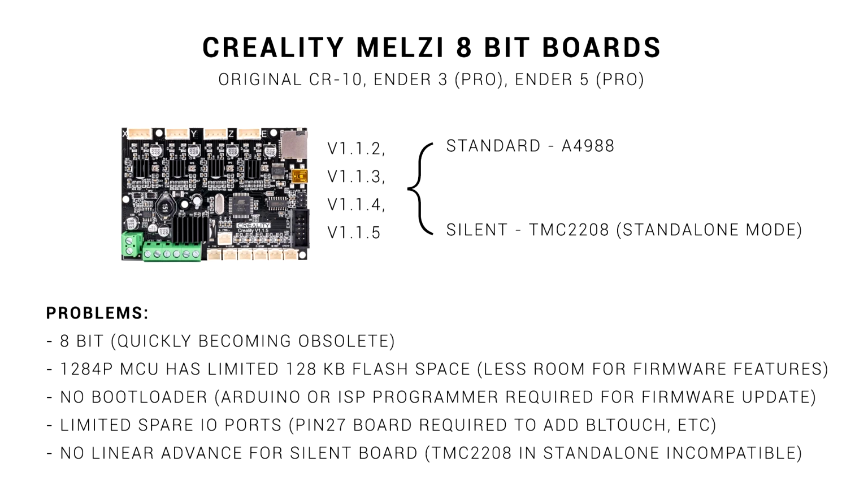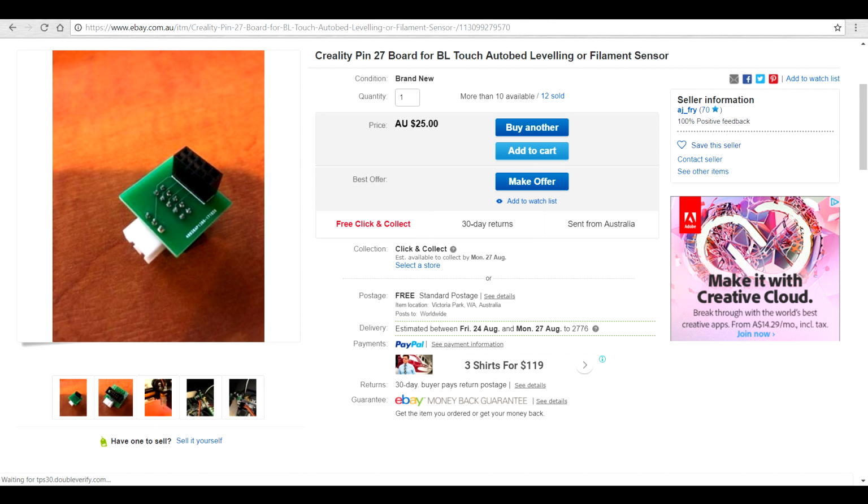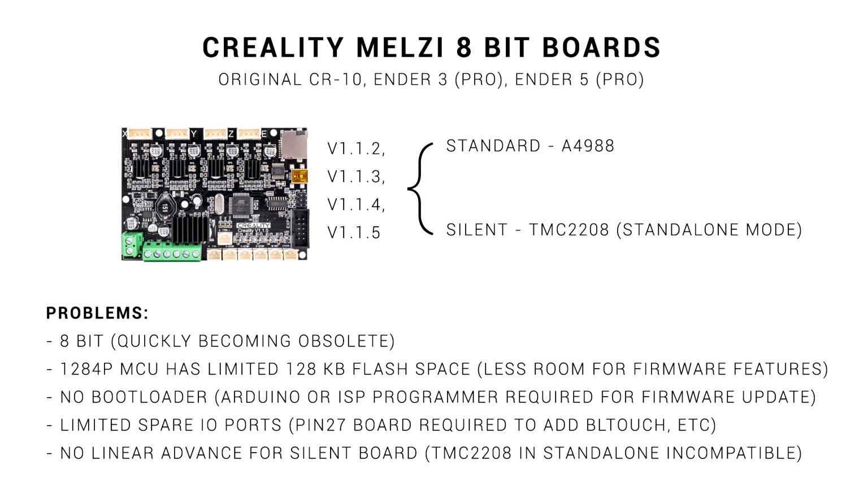There were no physical ports left to plug in accessories, so for example when fitting a BLtouch you had to spend additional money on a pin 27 expansion board. Finally, the silent board is not compatible with linear advance, but more on that later.